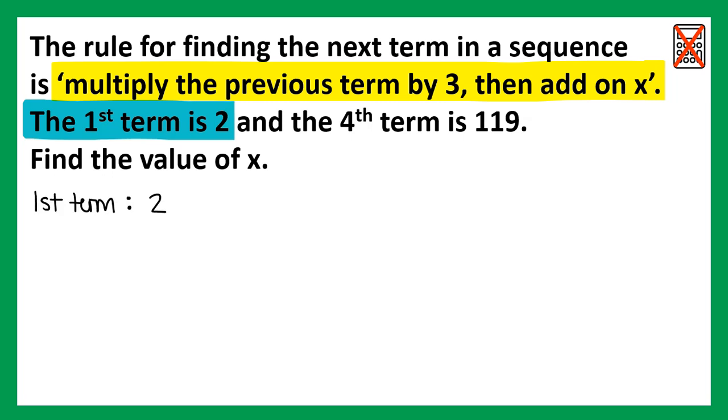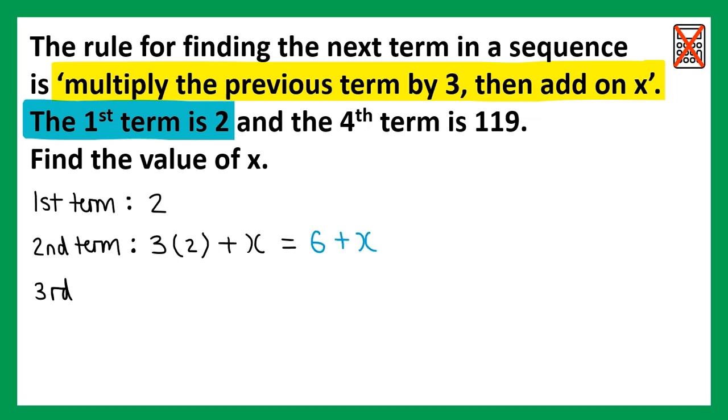Using the rule, multiplying the previous term by 3 and adding on x, I can form an expression for the second term. So multiplying the first term by 3 would be 3 times 2, and then I'm adding on x. Simplifying this will give me 6 plus x. I can continue to find an expression for the third term. So multiplying the previous term by 3 would be 3 lots of 6 plus x, and then add x. Simplifying this will give me 18 plus 3x plus x, which simplifies to 18 plus 4x.